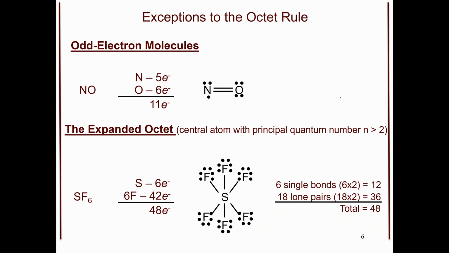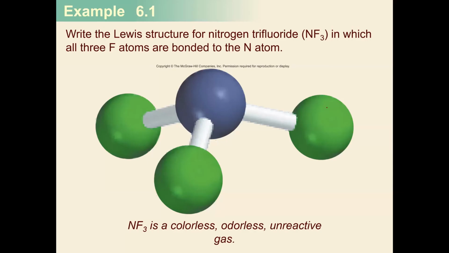So if you see that we need to have more than 4 attachments, say 5 or 6, you're more than likely going to see an expanded octet exception to our rule. So notice that our sulfur has 6 bound pairs and can be considered expanded octet. The fluorines, however, still abide by the octet rule. So let us go and try some various examples on how to draw Lewis structures.